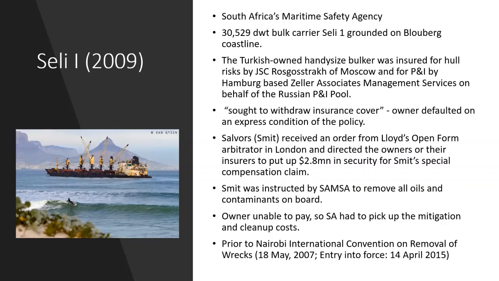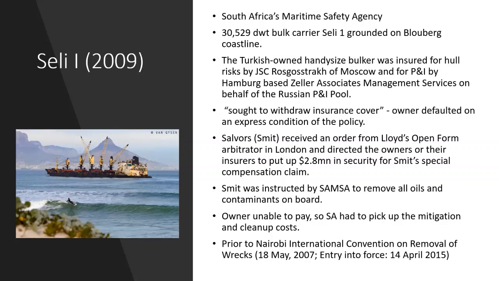It was a Turkish-owned handy-sized bulker. It was insured for hull risks by a Russian insurer and for P&I by German insurers. And what happened at the time is that the insurers said that the owner had defaulted on an express condition of the policies concerned, and they withdrew insurance cover. So this was, for all intents and purposes, an uninsured vessel.